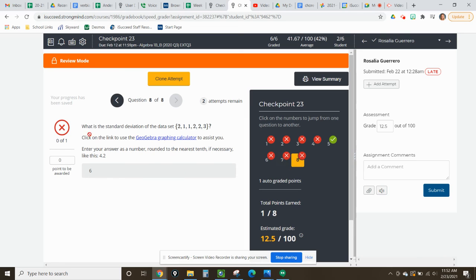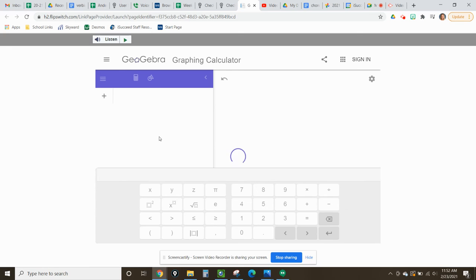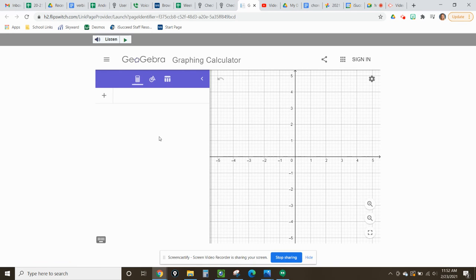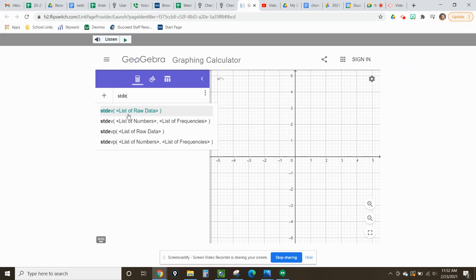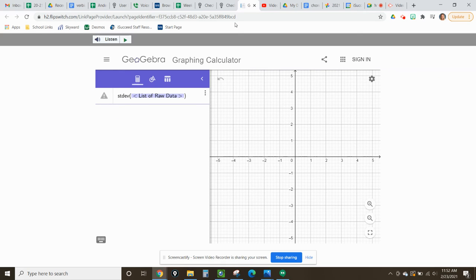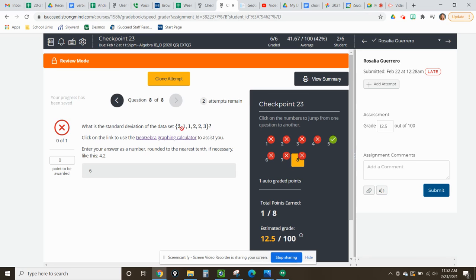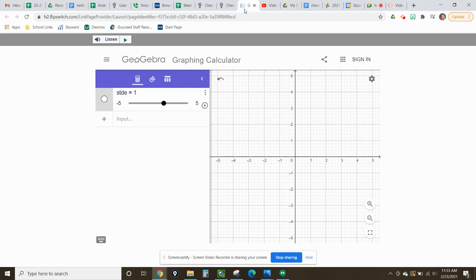What else? What is the standard deviation? Okay, so now let's maybe just click this and try to figure that out for that set. So if you click the link, I believe in the lesson it showed you how to find standard deviation. It's something like STDEV, standard deviation, and then you're going to list your points. And so the points were 2, 1, 1, 2, 2, 3.